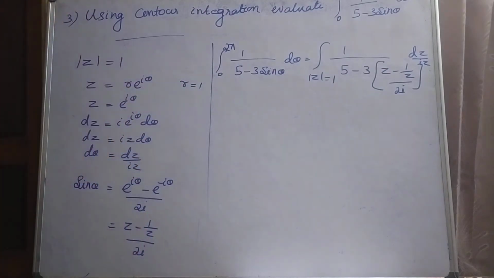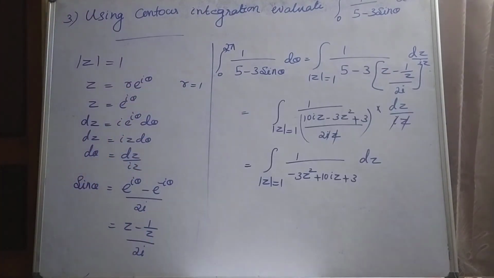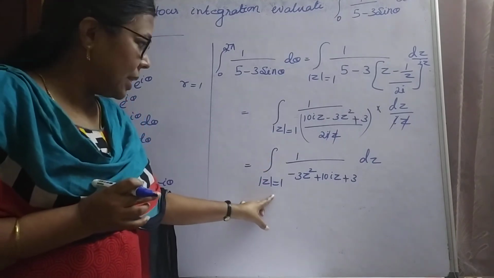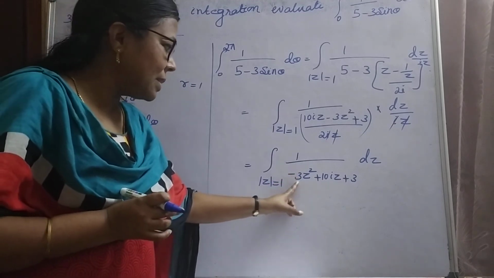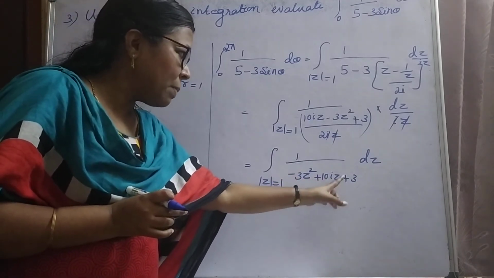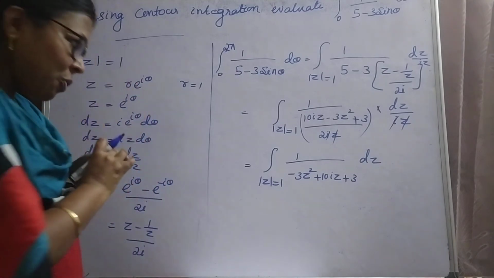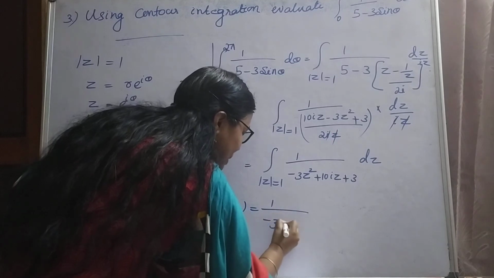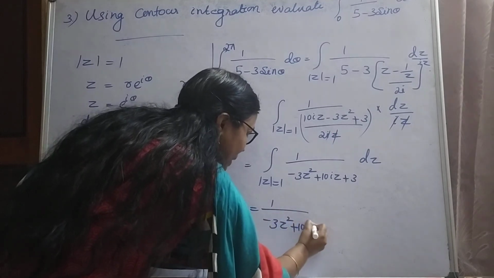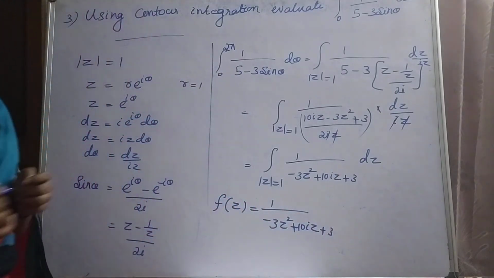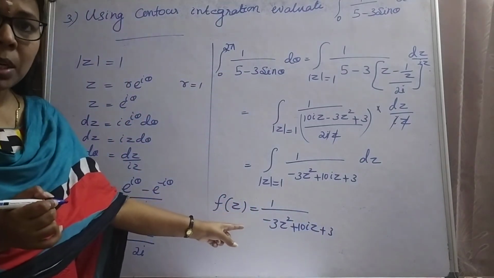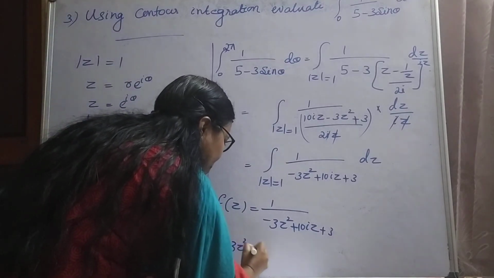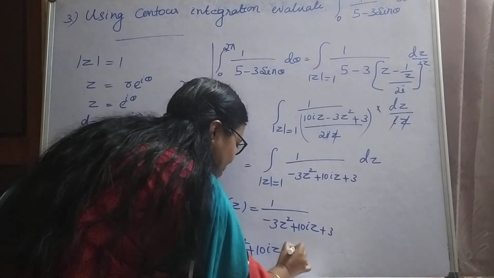Then by arranging this, we get the integration like this. Integral mod z equal to 1, 1 by minus 3 z square plus 10 iz plus 3 dz. Here our function f of z is 1 by minus 3 z square plus 10 iz plus 3. Now we have to find the singular points. Singular point is obtained by putting denominator equal to 0, which is minus 3 z square plus 10 iz plus 3 equal to 0.